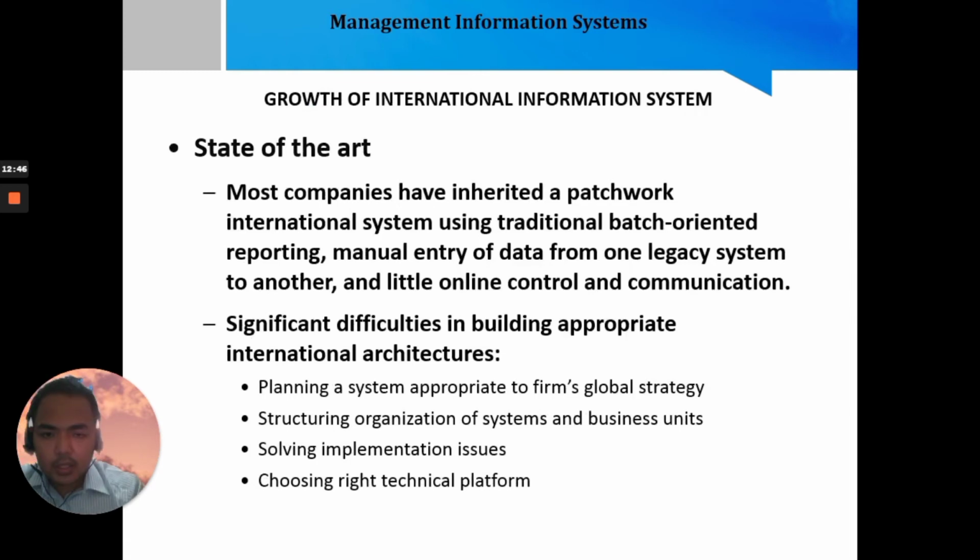State of the art: most companies have inherited a patchwork international system using traditional batch-oriented reporting, manual entry of data, and moving from one legacy system to another, with little online control and communication. There are significant difficulties in building appropriate international architectures: planning a system appropriate to the firm's global strategy, structuring the organization of the system and business unit, solving implementation issues, and choosing the right technical platforms.